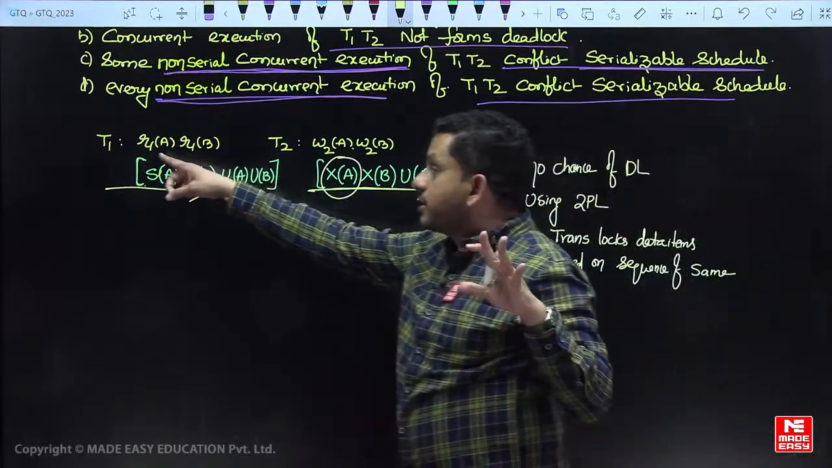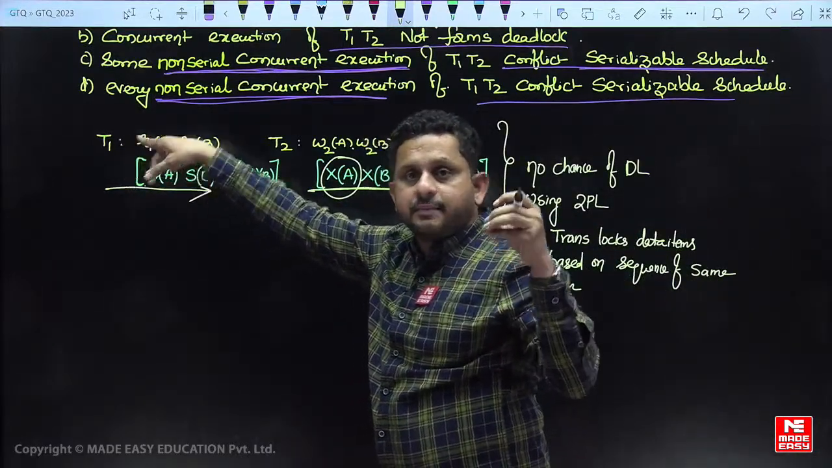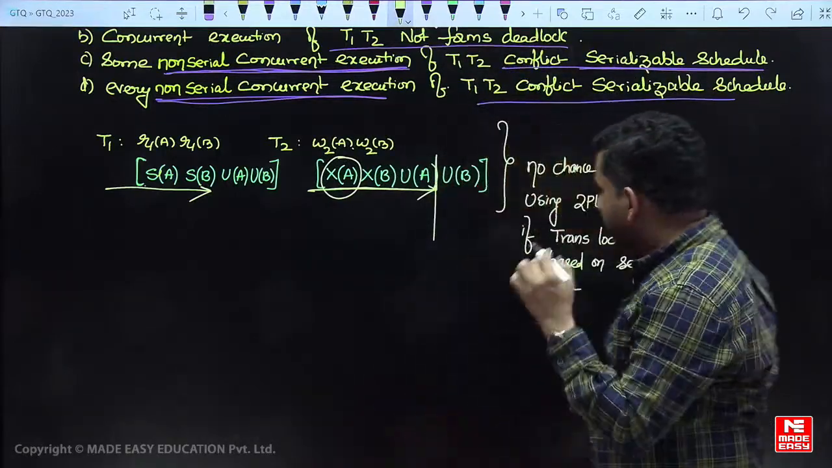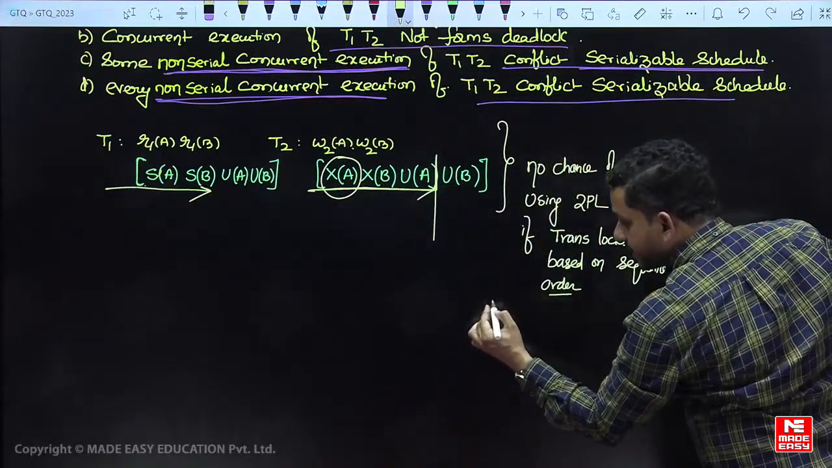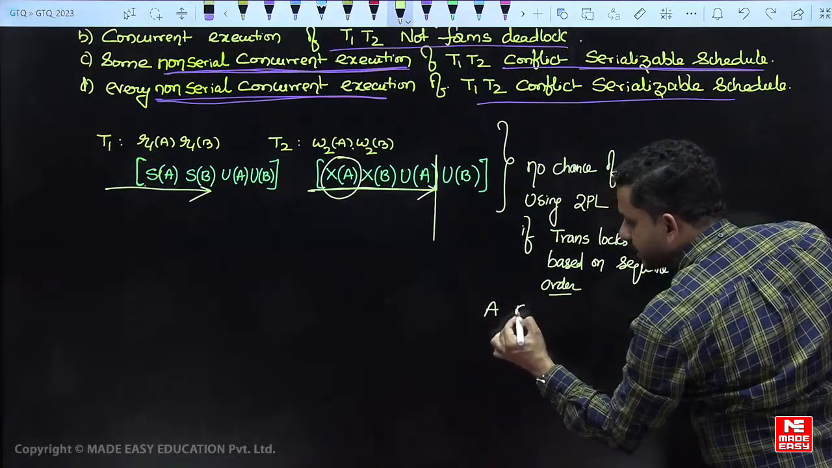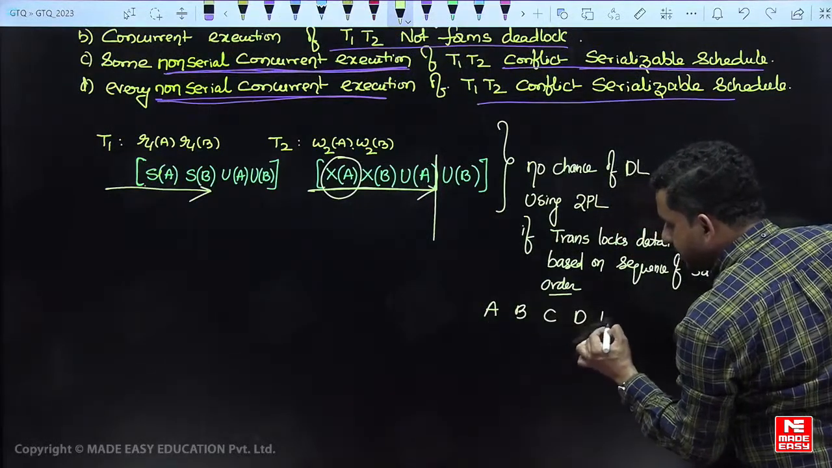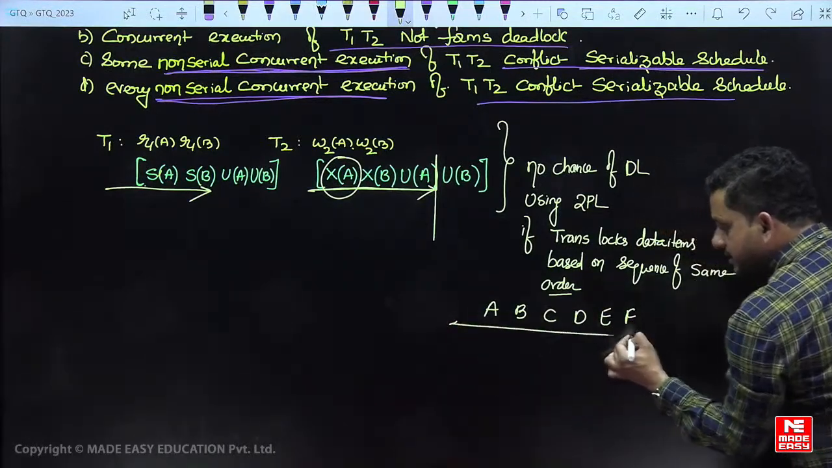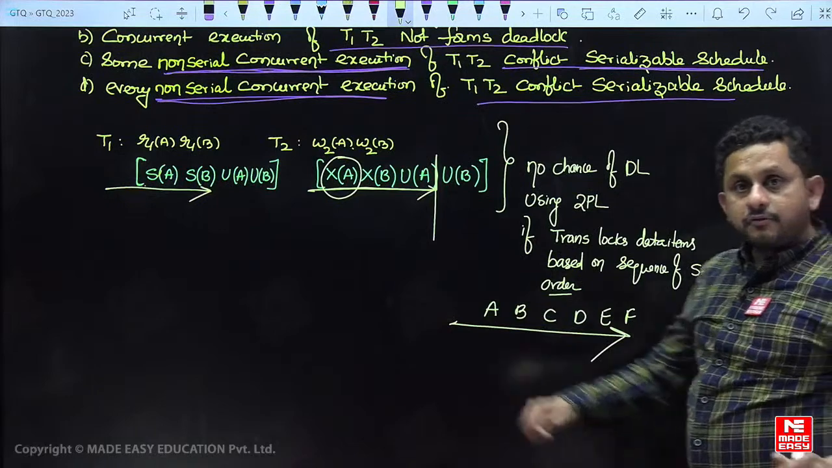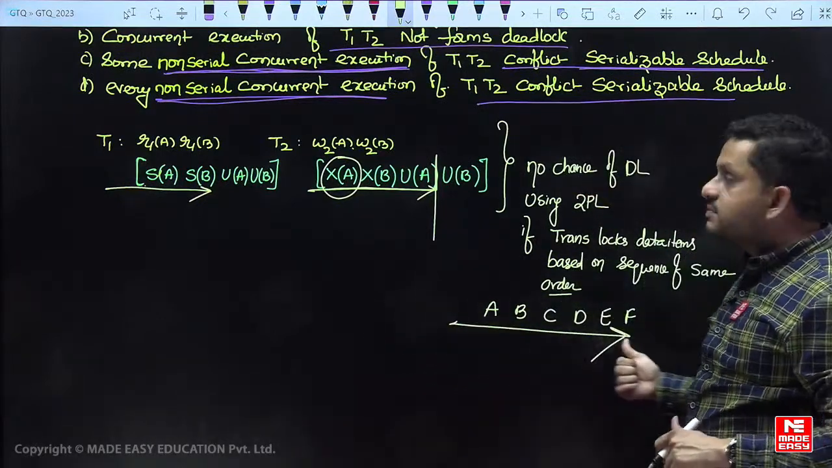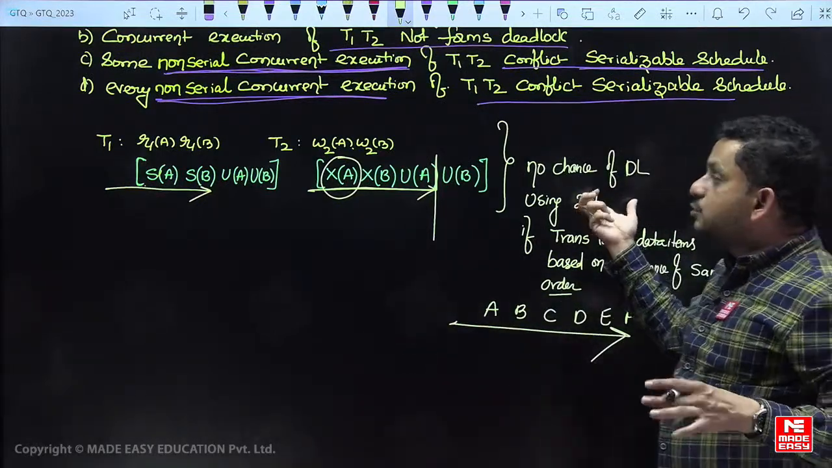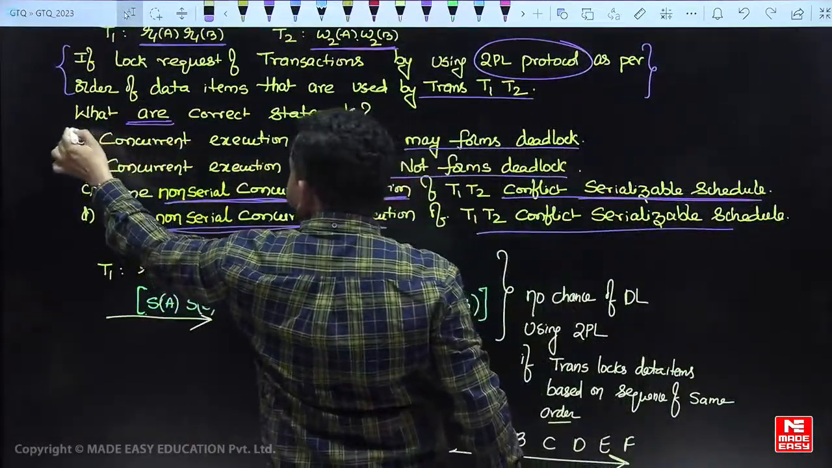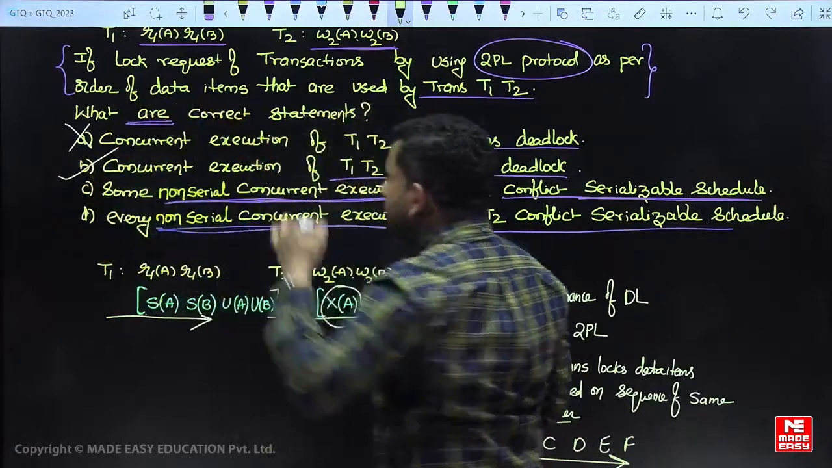Whatever T1 is trying to lock, the data should be locked in one sequence order. For example, assume the data items are A, B, C, D, E, F. Every transaction should lock the data in the same sequence. If every transaction locks the data in the same sequence, then 2PL does not form any deadlock. So the statement that it may form deadlock is false; it is free from deadlock.